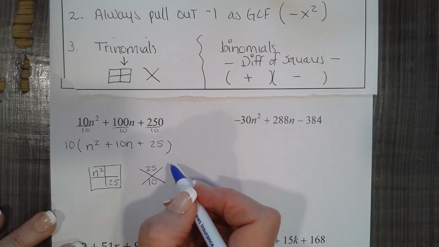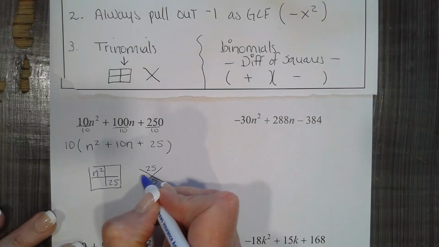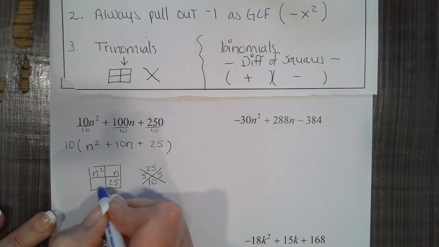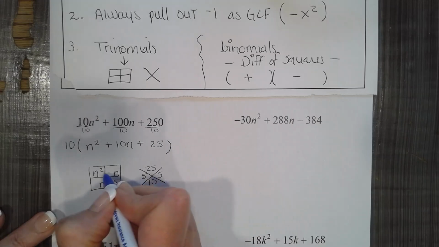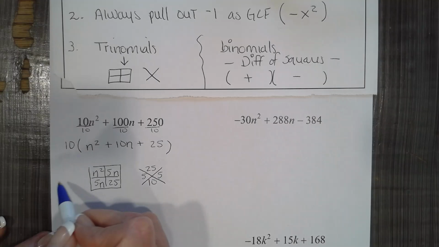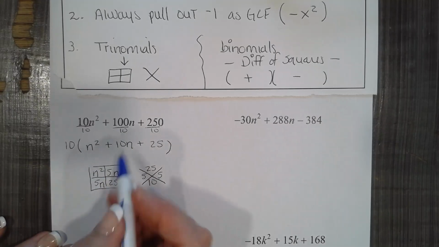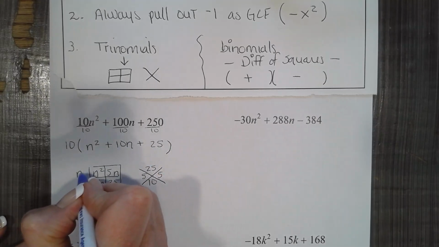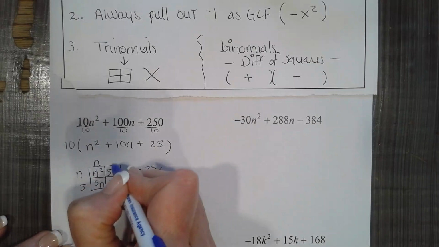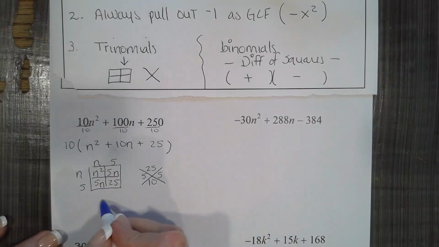So I need my magic numbers. My magic numbers are 5 and 5, because when I multiply, I get 25. When I add, I get 10. Don't forget to put your variables in these other two boxes. We're going to put our 5 and 5 there. Now we're going to do greatest common factors across and down. So GCF here is n, here it's 5, down the first column is n, down the second column is 5.